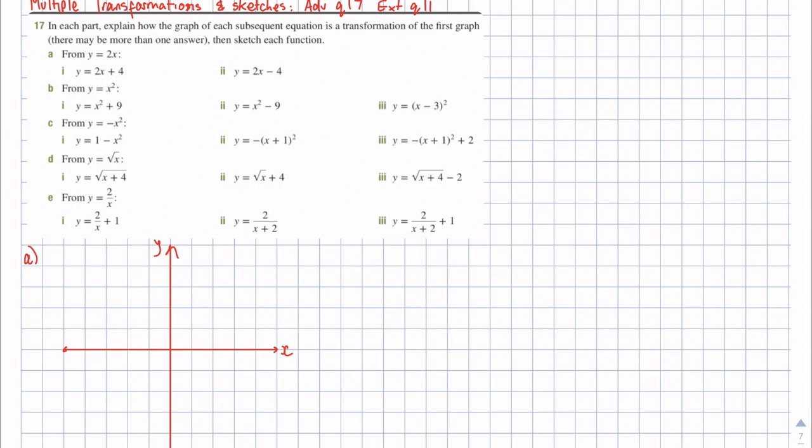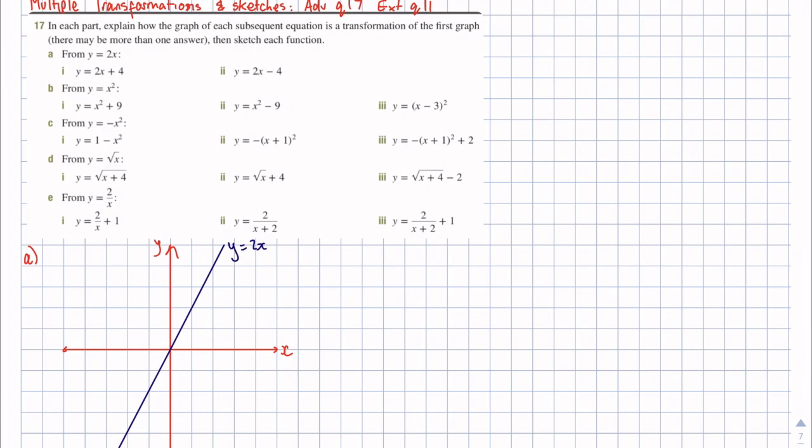Question 17, or question 11 for extension students, asks you to explain how each one is a transformation of the first graph. So if I have question 17a ask me about y equals 2x, that's essentially a straight line, goes through the origin with a gradient of 2, which means it's going to cut through like that. So that's y equals 2x.